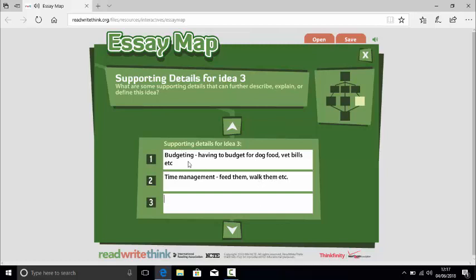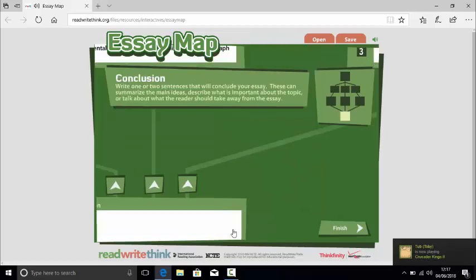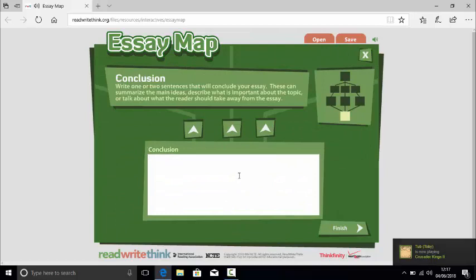For this point, I've only got the 2, so it's just to show you that you can have flexibility. You don't have to use all of these boxes, and again, it really depends on the level that you're aiming at. Okay, so once we've written our supporting details for all 3 points, you go down, and it comes to our conclusion.